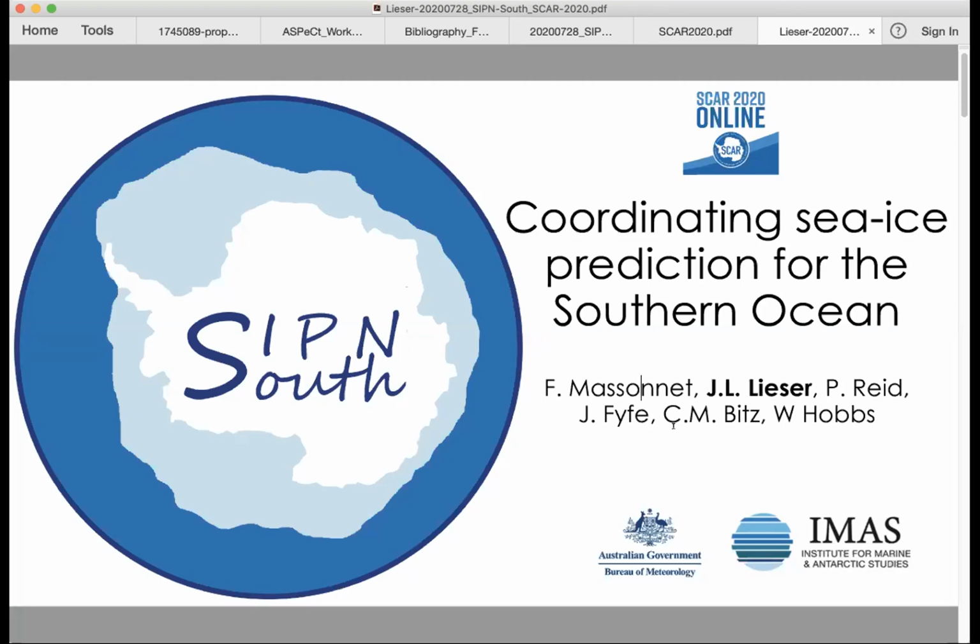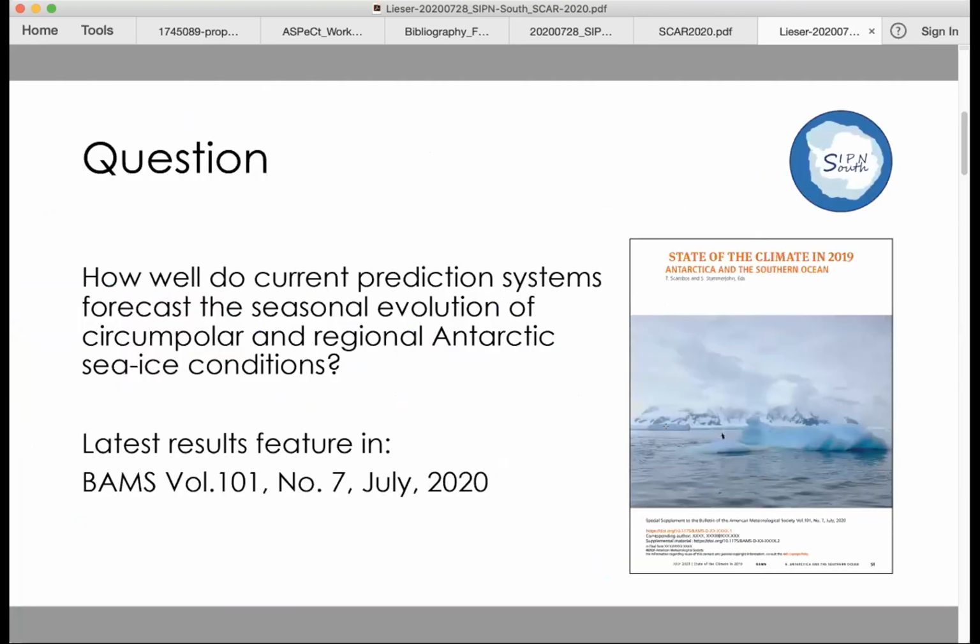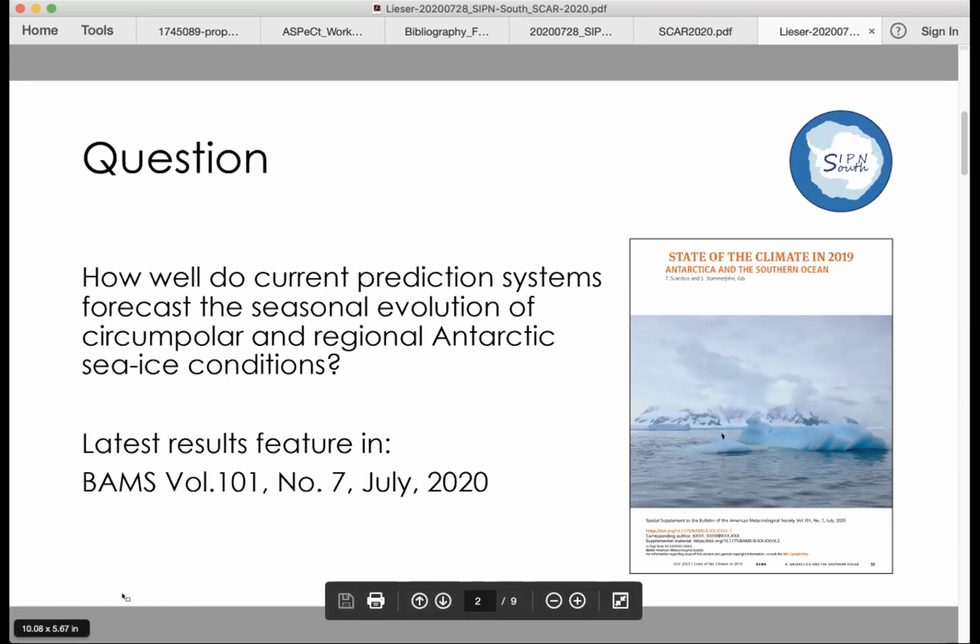But on the next slide, we show that we are driven by really one question, and that is how well do current prediction systems forecast the seasonal evolution of circumpolar and regional Antarctic sea ice. There's a teaser published or to be published in the Bulletin of the American Meteorological Society, which is due to be available any day now. We're looking only at 3 years of prediction exercises so far, but I think there's lots of potential.